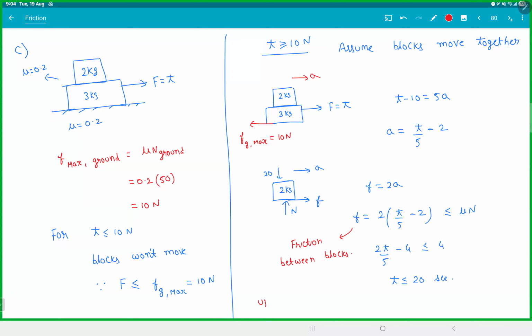So up to 20 seconds, both the blocks are going together. That is how you started the assumption. And this is the required friction. Friction is saying, give me this value, I'll make sure they go together. And you can give this value up to the value reaches 4 newtons, and this will happen at 20 seconds. Any doubts on this page?